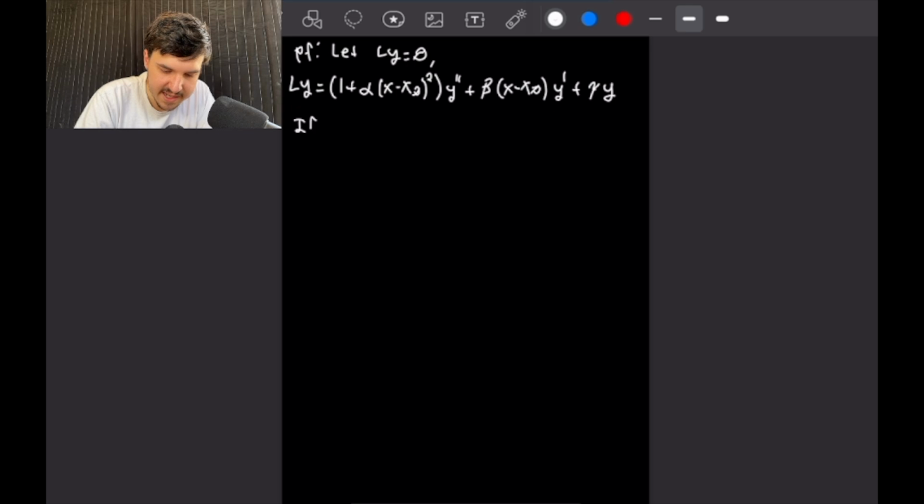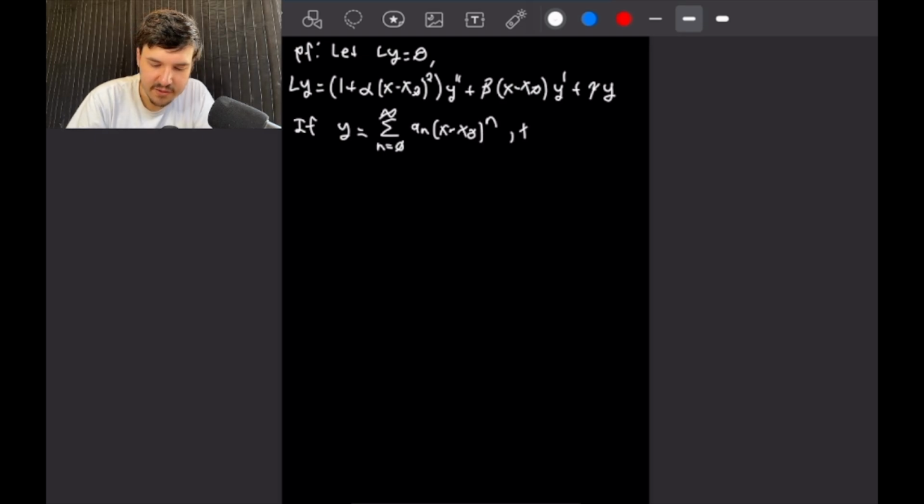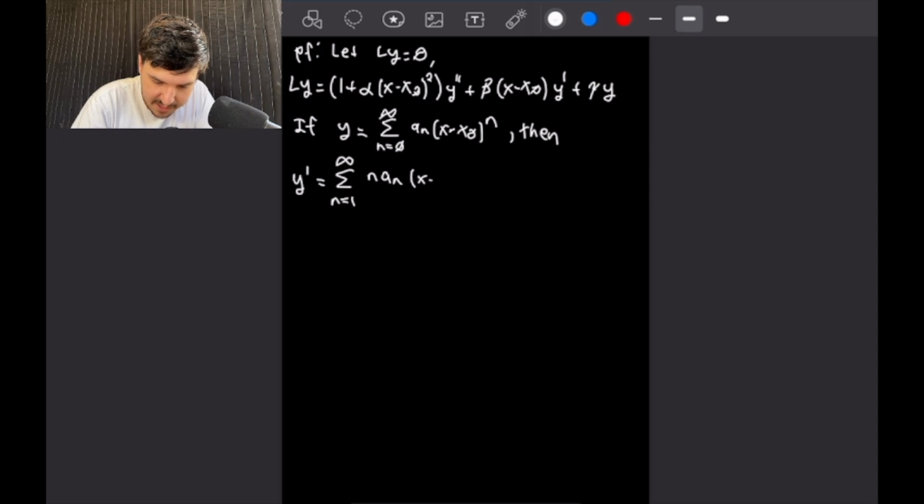So we want to observe that if we have y is equal to the sum as n goes from 0 to infinity of a sub n times (x minus x naught) to the n, we have the following definitions for our y prime and our y double prime. So for our y single prime, we will have that is equal to the sum as n goes from 1 to infinity, and taking the derivative term by term, we will get n times a sub n times (x minus x naught) to the n minus 1. And we will also get the following for y double prime.